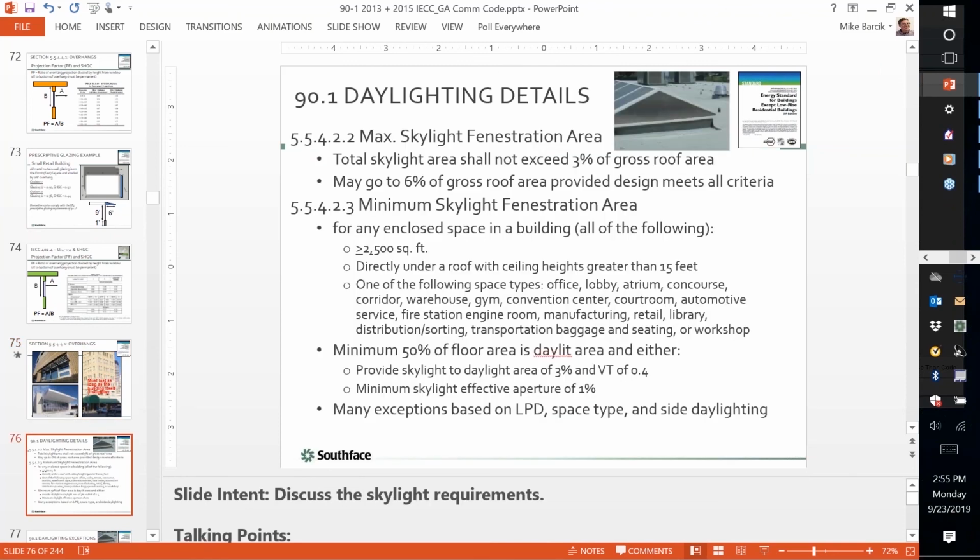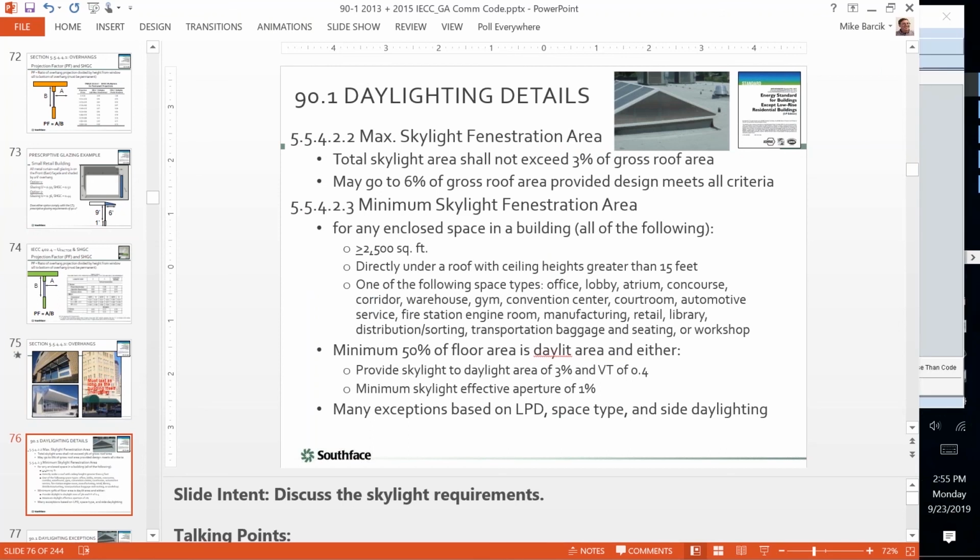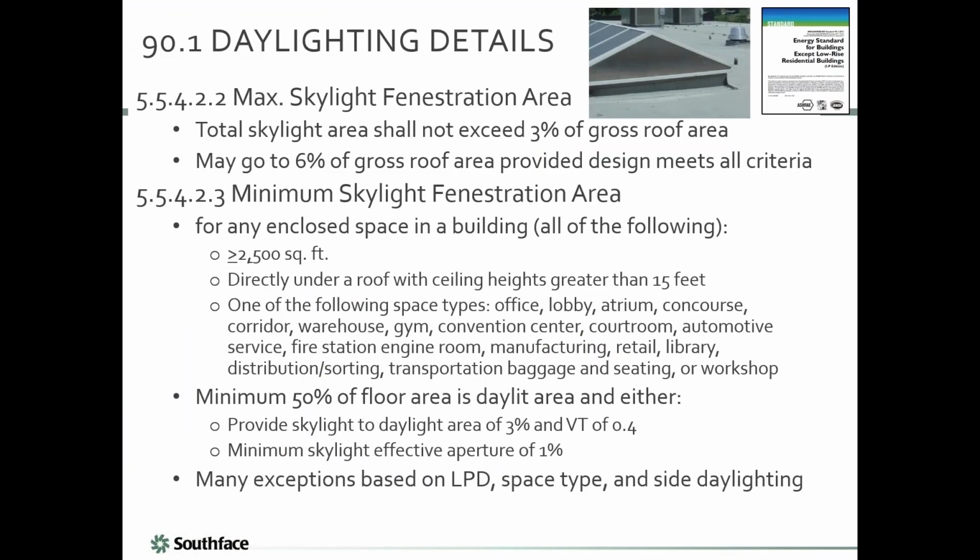Daylighting, I guess I'll mention this. Daylighting is something that they're actually trying to encourage us to use either with skylights or windows. They want you to light up half of the floor area in these kind of spaces. The spaces have to be big, over 2,500 square feet. They have to be below a roof with tall ceiling heights. And they have to contain one of these kind of big spaces that usually would be good fits for natural daylight, such as a conference room, convention center, or a warehouse, or a gym, or an atrium, etc.